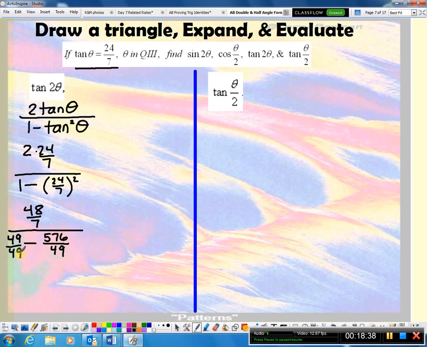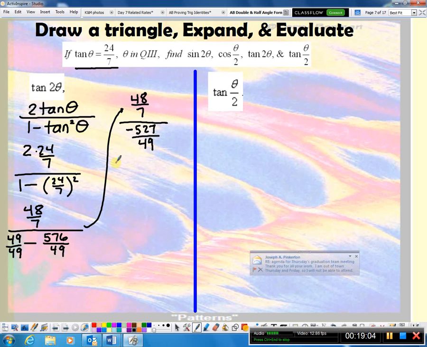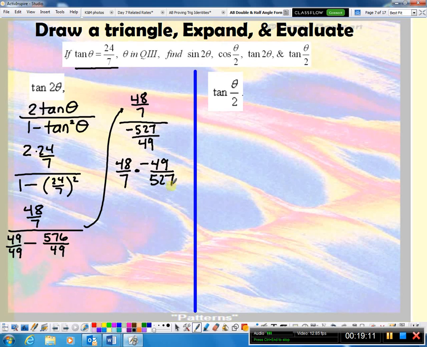So where am I now? Well, this gives me 48/7 over 49 minus 576, and again, these are big numbers and I'm using my calculator. I will not put such large numbers on the test if the test is a no calculator thing. So it's fine right now. We can use them in class, and I'm telling you I'm using the calculator. Notice that I am flipping, multiplying by the reciprocal, flip and multiply. So let's see what happens.